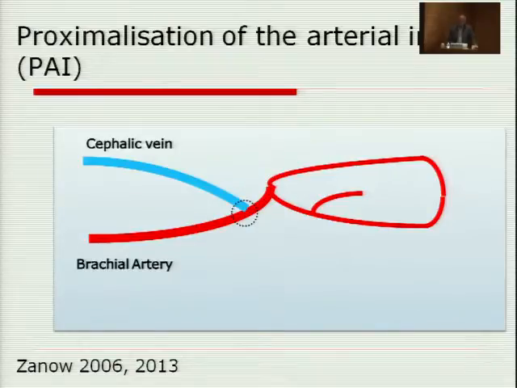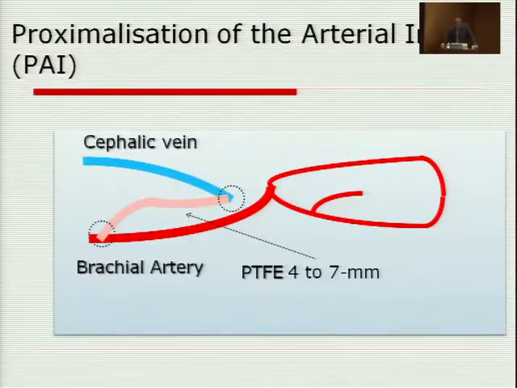The last operation is proximalization of the arterial inflow, PI. It was described by Zanow in 2006 and republished with excellent results in 2013. The first thing is once again to ligate the vein, to divide the vein near the anastomosis, and to interpose a tapered PTFE, 4 to 7 millimeter, between brachial artery and cephalic vein at the elbow.